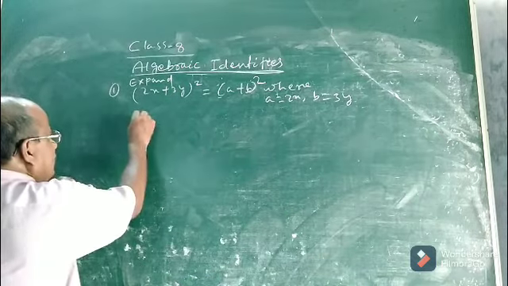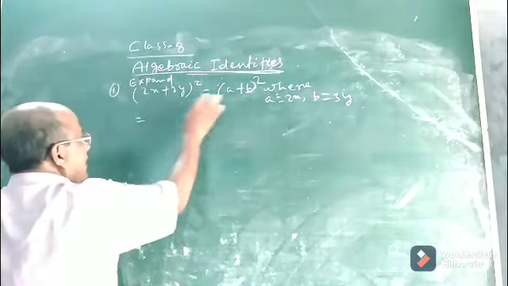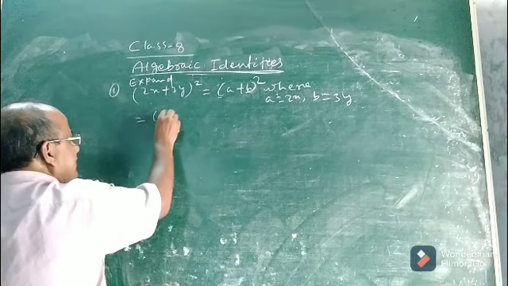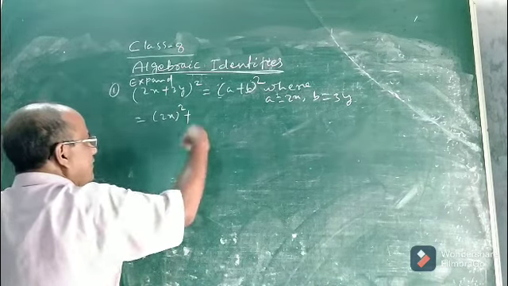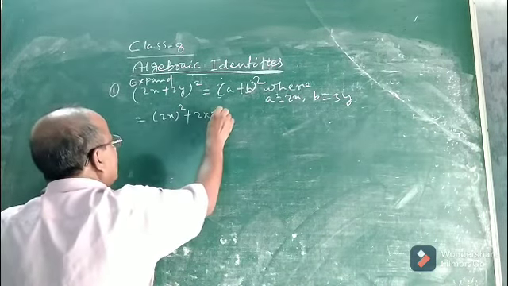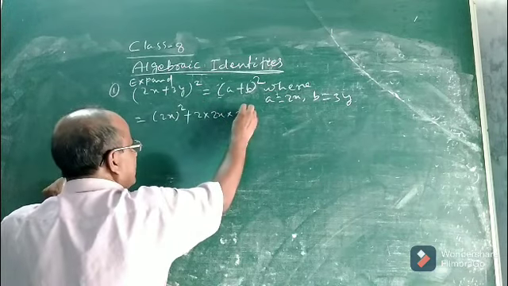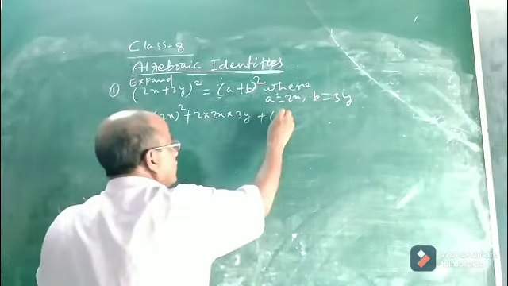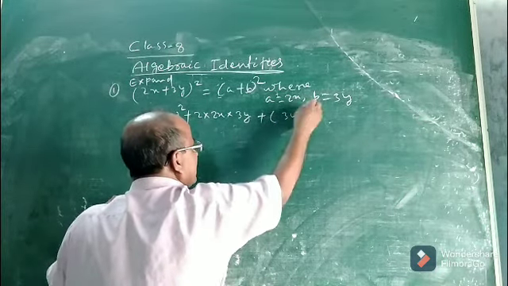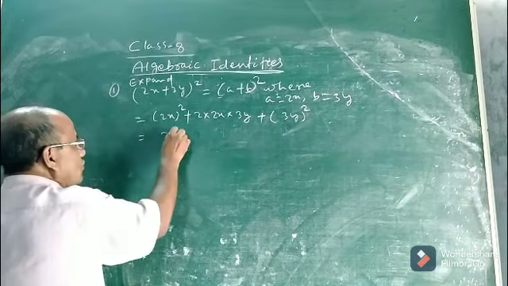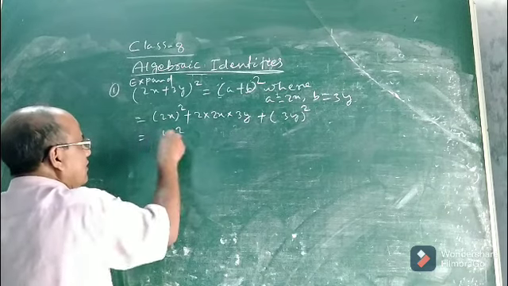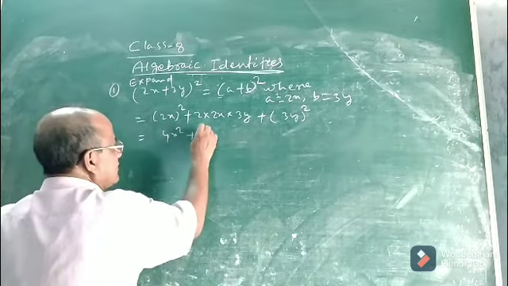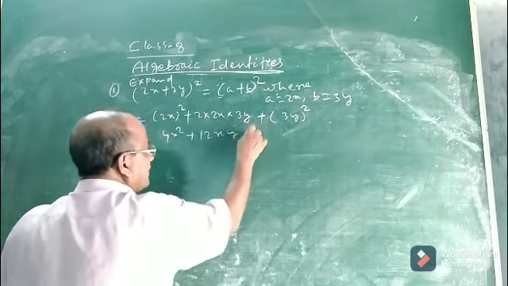So you will put the values. You know the formula. A square means 2x whole square, plus 2AB, that is 2 into 2x into B, in place of B you write 3y, plus B square, B square means 3y whole square. See, so it will be 4x square plus 2 into 2 into 3 is 12xy plus 9y square.